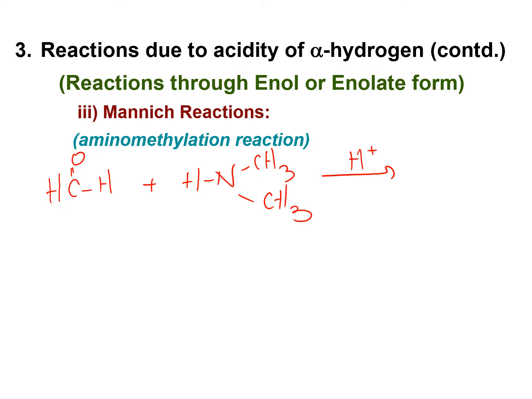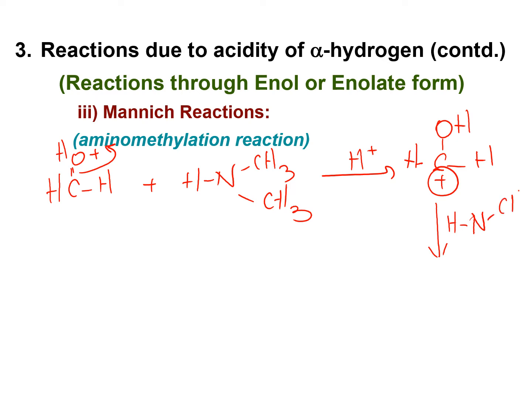How does this reaction proceed? First of all, you protonate the formaldehyde and accordingly you break the double bond between the carbon and the oxygen, leaving a positive charge on the carbon. You have in your medium the secondary amine that can react or attack the carbon that is carrying a positive charge. It's a nucleophile that can attack this carbon.